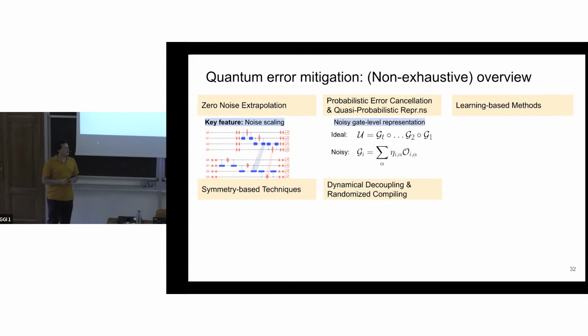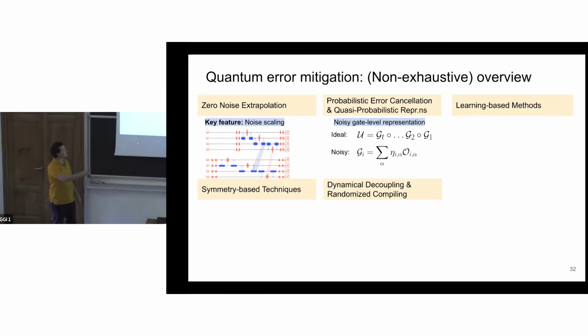The second set of techniques is called probabilistic error cancellation, or more generally, it has a quasi-probabilistic representation in the name or in the papers. It is applied not at the level of the full quantum circuit, but at the level of a single gate. And the key feature is this. You assume that there is an ideal unitary, or a set of ideal unitaries, which are these gates applied consecutively in the quantum circuit.